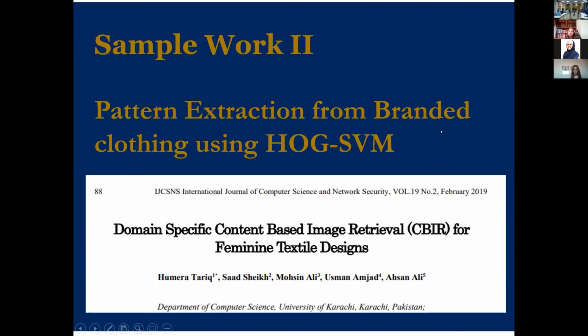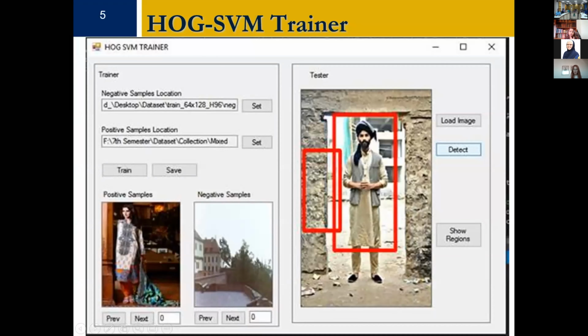It's the pattern extraction from branded cloth, and we apply HOG, histogram of gradient, and support vector machine on this. This is already published, and you can see that we implemented a software in which we trained the person detector on our images, which could be any fashion designing. And we loaded, we can detect it, we can show the wrong regions. This is the correct detection of a person, and there is another red window which shows the false detection.